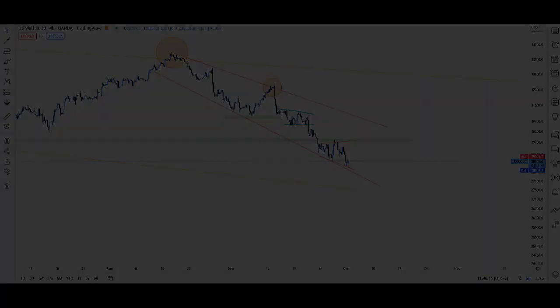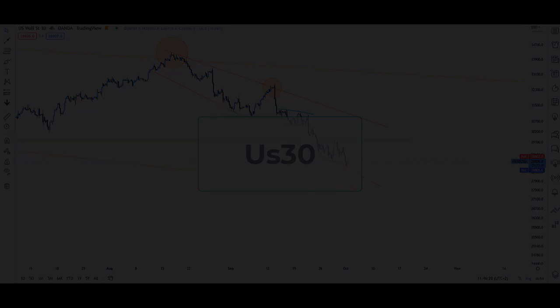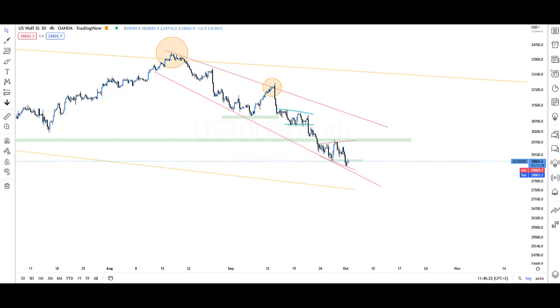We're going to be looking at US30, not NAS. We're going to be looking at the US30. I've already drawn the structure here on the higher time frame, the daily and the 4 hours.